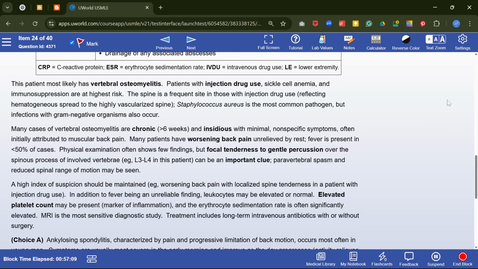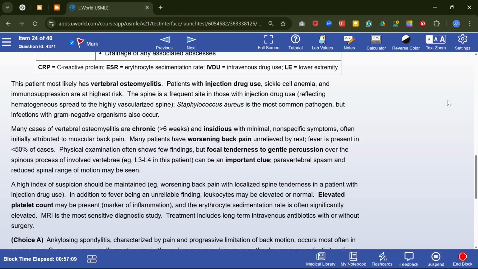Physical examination often shows few findings, but focal tenderness to gentle percussion on the spinous process of the involved vertebra, L3, L4 in this patient, can be an important clue. Paravertebral spasm and reduced spinal range of motion may be seen. A high index of suspicion should be maintained: worsening back pain with localized spine tenderness in a patient with injection drug use.